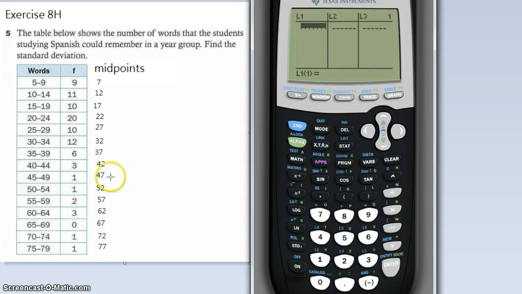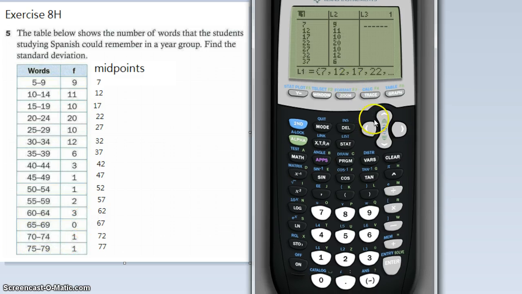All this data that you see, the midpoints, put them down in L1, and for L2, we would have the frequencies 9, 11, 10, 20, 10, 12, and all of that data goes to the L2 column. Alright, go ahead, pause the video, put that in your calculator. Okay, so welcome back. I hope you guys have already put the values in your calculator, both your L1 and L2. Alright, so now we're almost done.